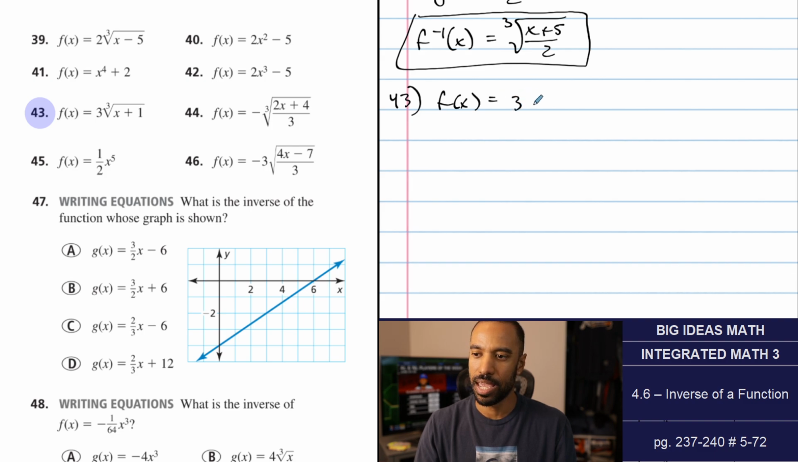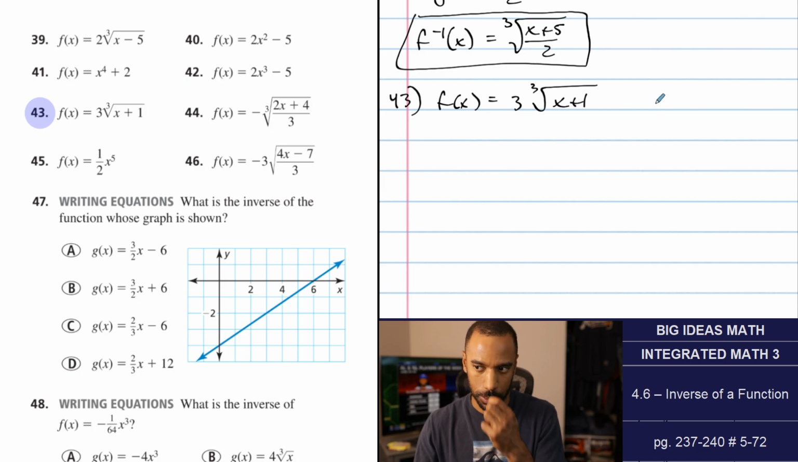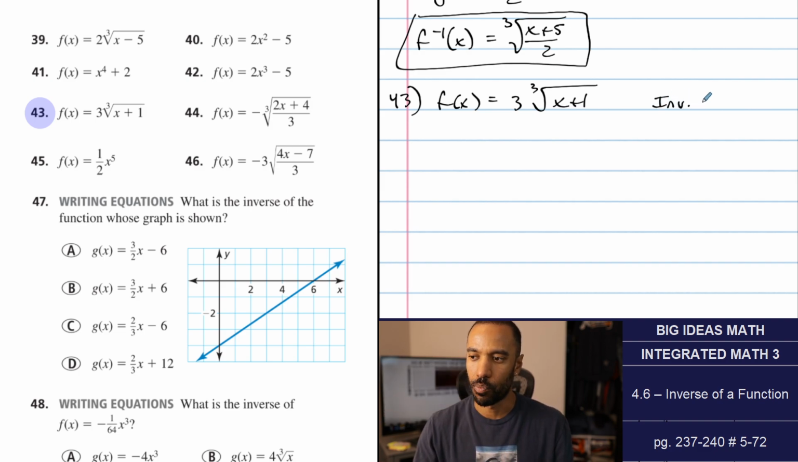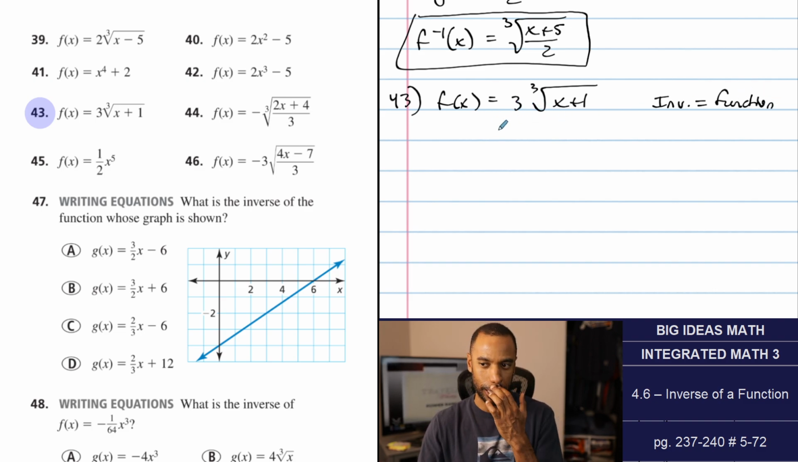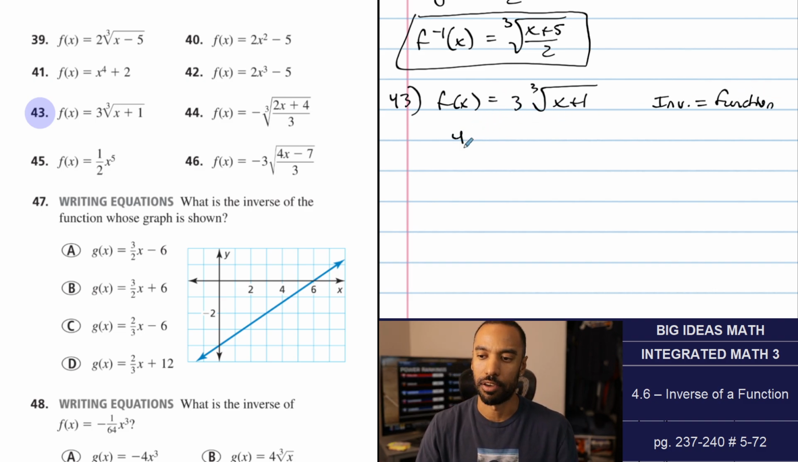All right, 3 times the cube root of x plus 1. This is also a function, right? There's really no change on this. I said on one of these problems that I would instead go the other direction with it, which is divide by the 3 before cubing it. So I'll do that for this problem here.